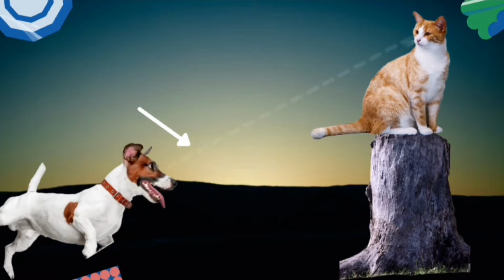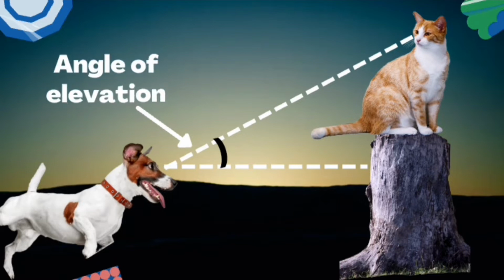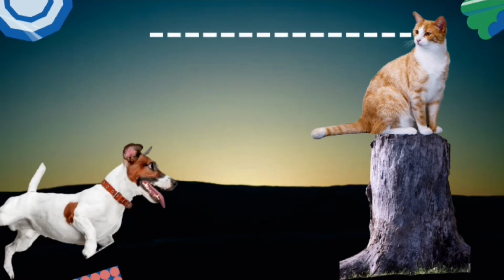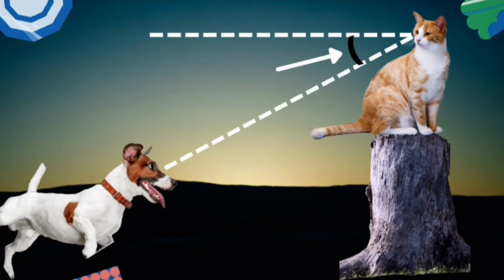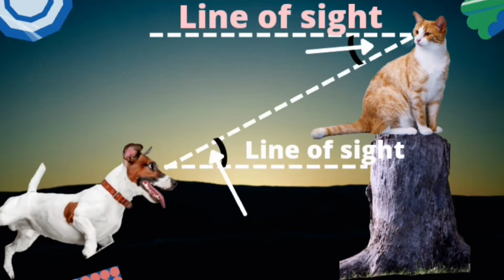The angle formed by the dog of the cat on the tree with the horizontal is called the angle of elevation. And the angle formed with the horizontal when the cat on the tree looks at the dog is called the angle of depression. The line of sight is also called the horizontal.